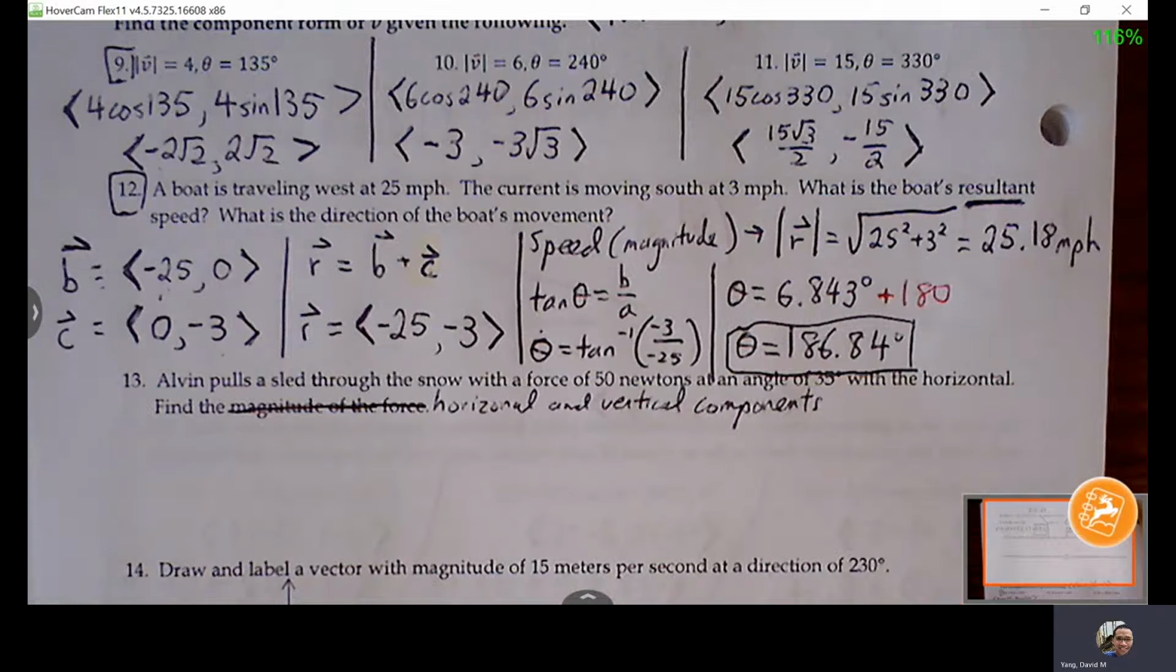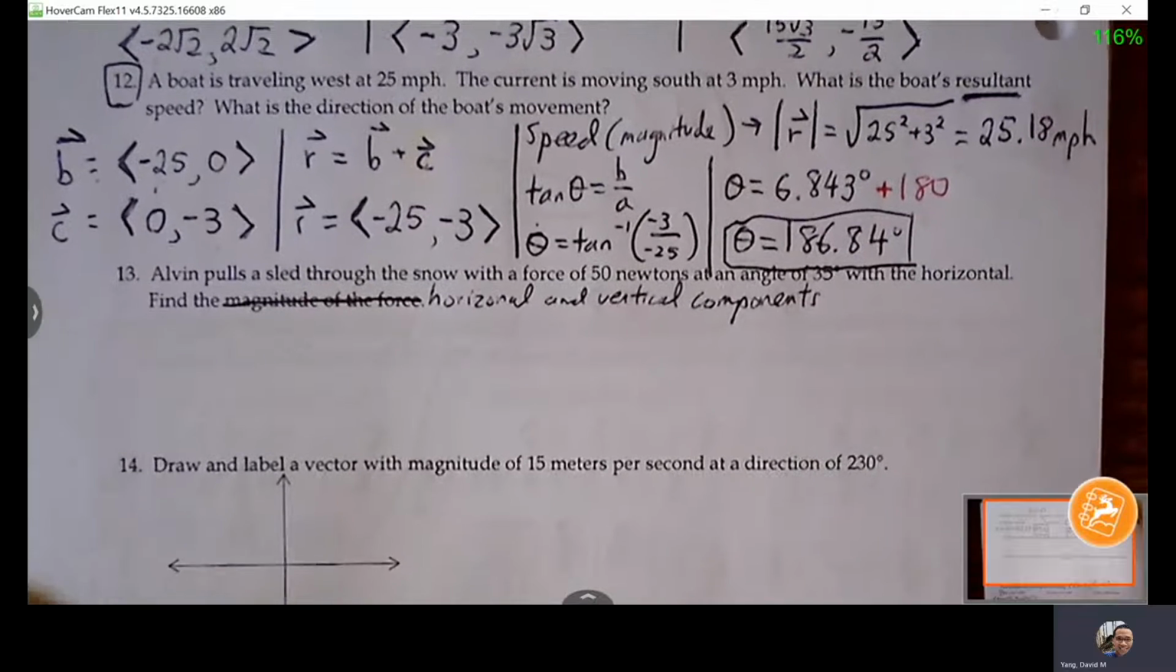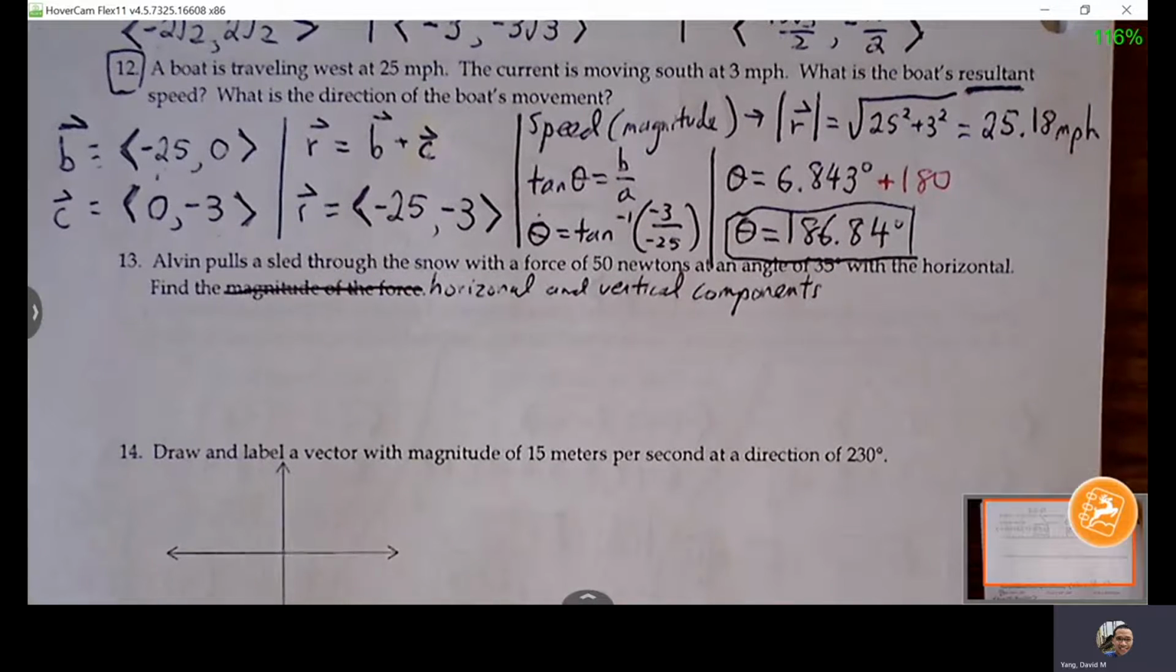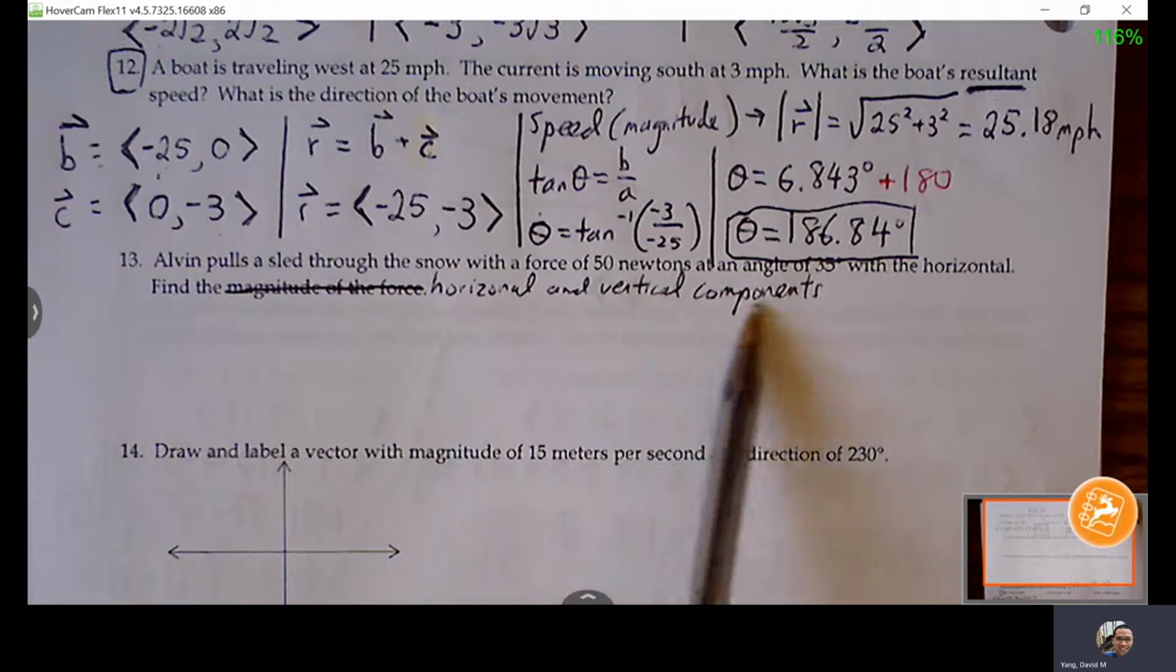We went through number 12 already yesterday. Any questions? Okay, 13. We do need to change the wording on 13. It says Alvin pulls a sled through the snow with a force of 50 newtons at an angle of 35 degrees with the horizontal. Find not the magnitude of the force, we already have that. Find the horizontal and vertical components.